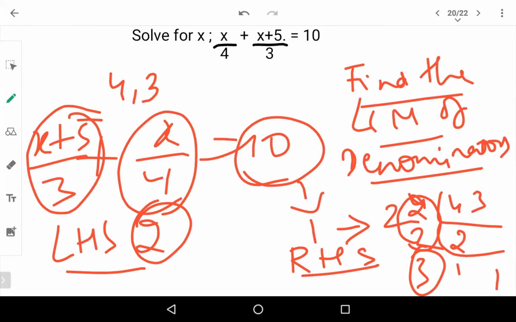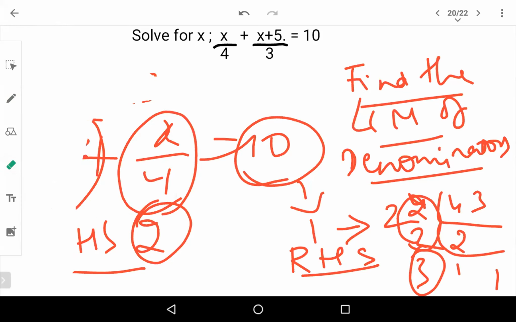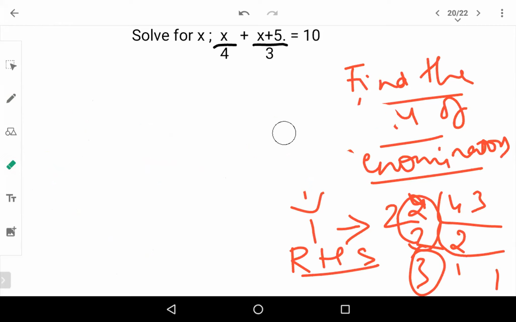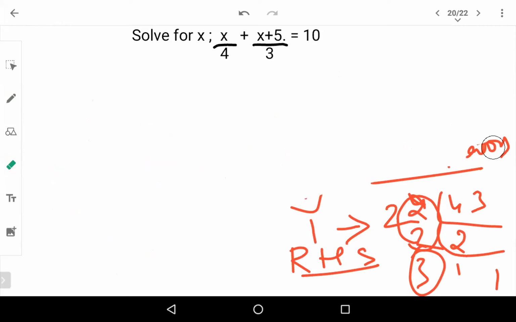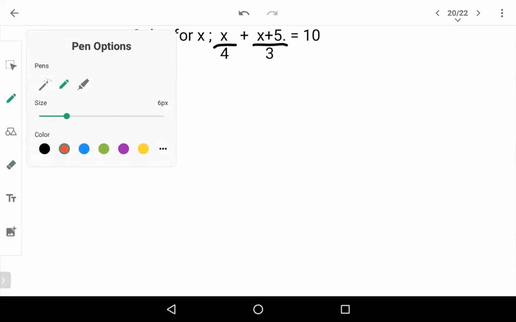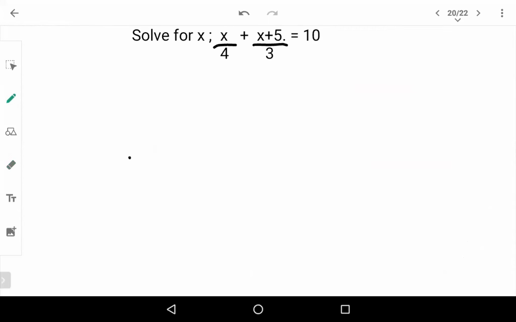Good. Yes, Lakshmi. Okay, so now I'll tell you another easy way to do that. If you see the denominators 4 and 3, and you multiply them, what is the number you get? 4 3s are 12. So we will multiply the denominators.